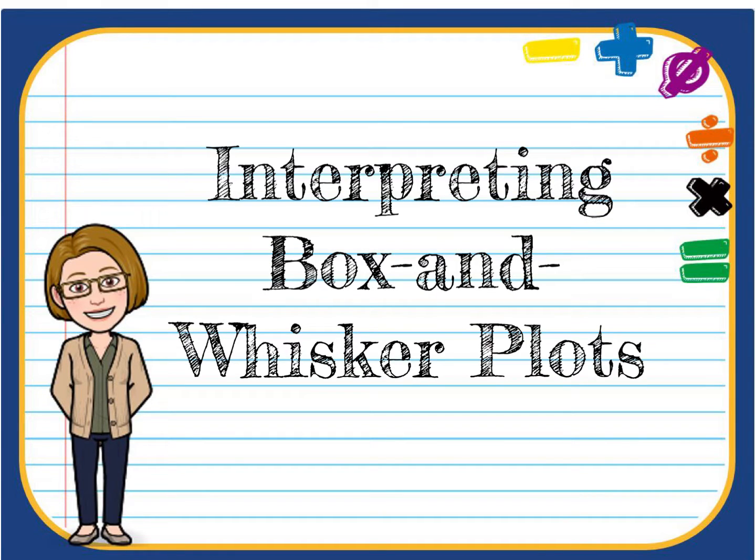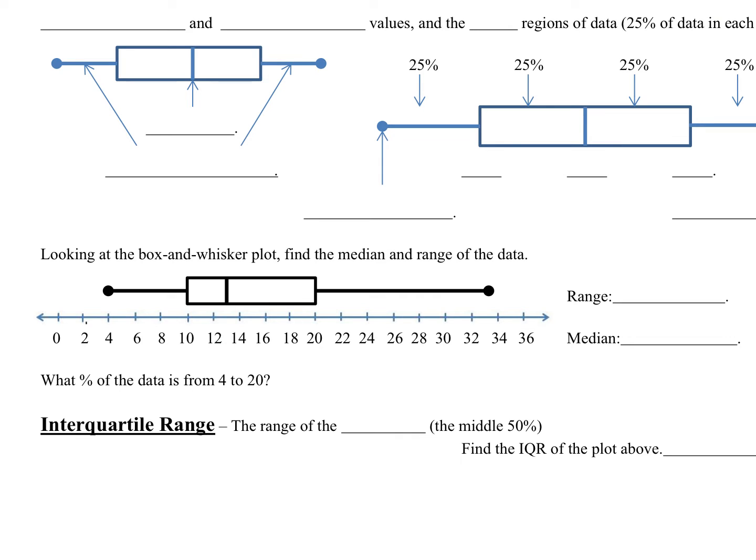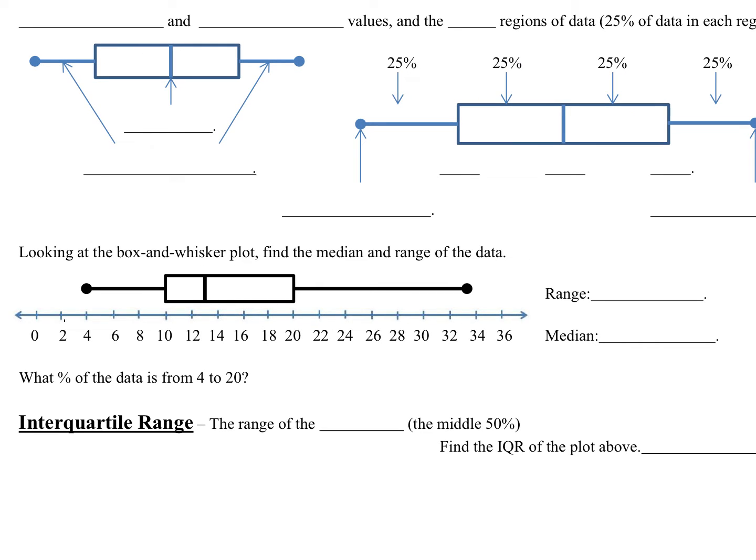So we're going to look at interpreting box and whisker plots that have already been created for us. There's a lot of things we can tell from a box and whisker plot. Some of it is just normal data information. For example, we can find our range, which is our maximum number minus our minimum number, or our biggest minus our smallest. This is the same as we did from other data sets.